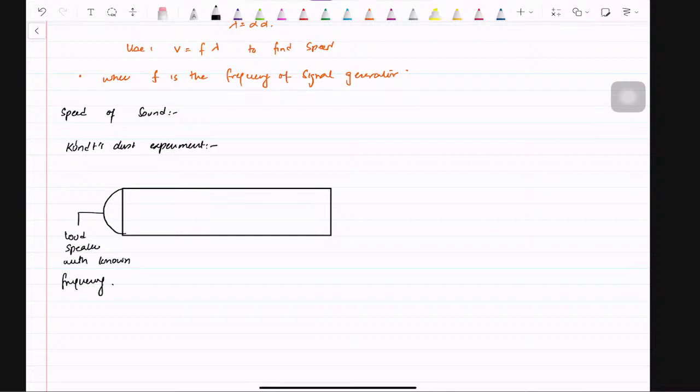Kundt's dust experiment has boric powder in the tube. You know what boric powder is? No. Have you played carrom board, that board game? Do you see the white powder that we put on it so that things can easily slide? That is a very light powder. This is the same.